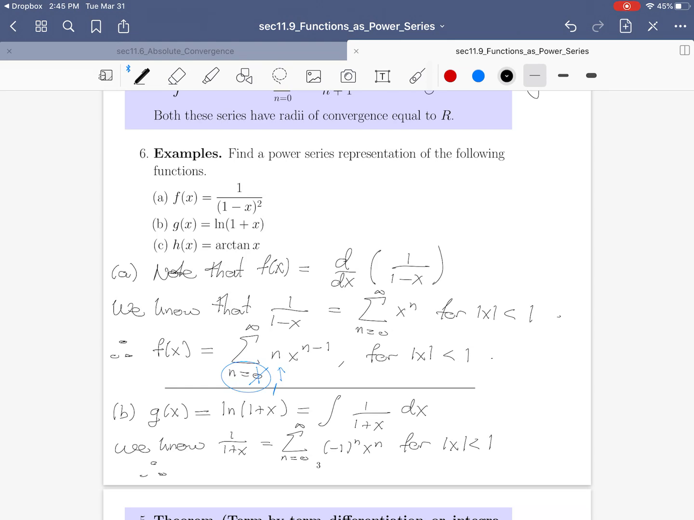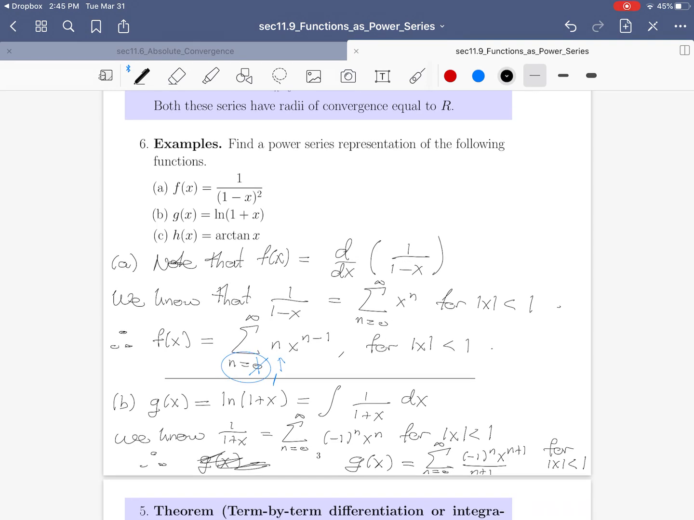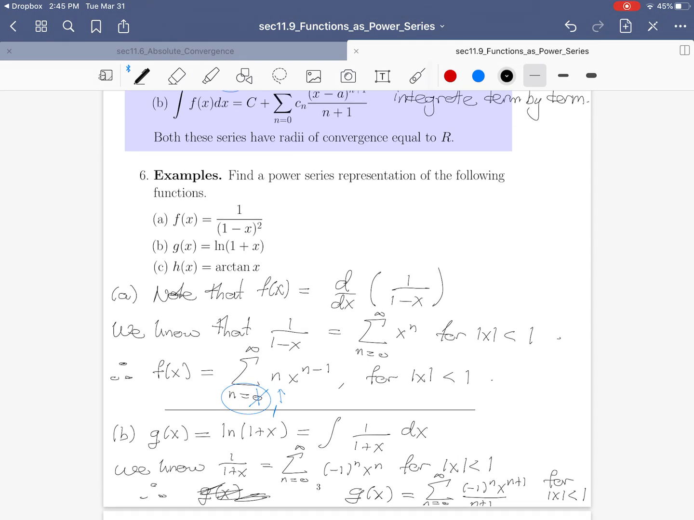So therefore, g of x is equal to, we just integrate term by term, and I'm going to write this over here. This is going to give g of x is equal to the sum from n equals 0 to infinity of negative 1 to the n, x to the n plus 1 divided by n plus 1. And this is for absolute value of x less than 1. So all we did here is we integrated each term of the power series here. If I integrate x to the n, I get x to the n plus 1 divided by n plus 1, and this holds whenever the absolute value of x is less than 1.